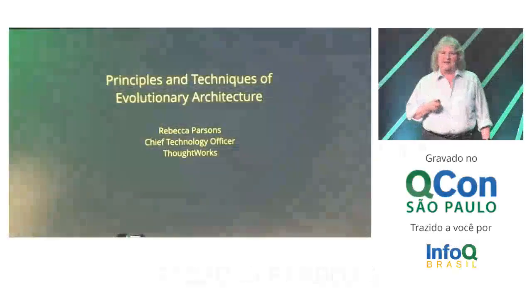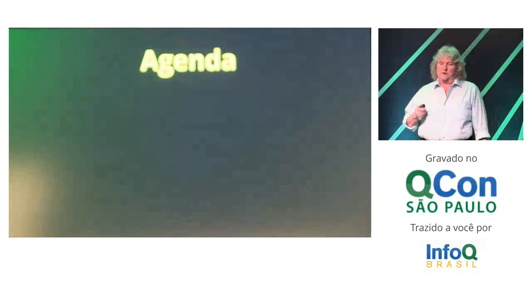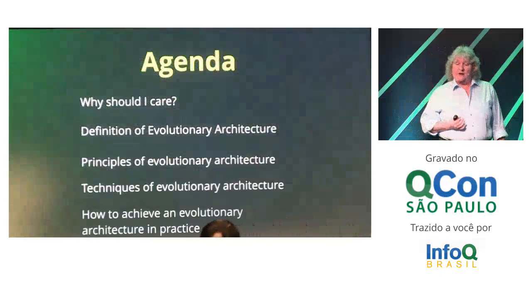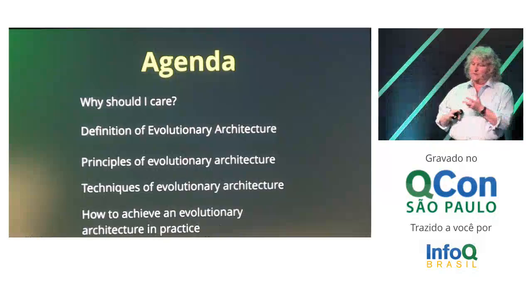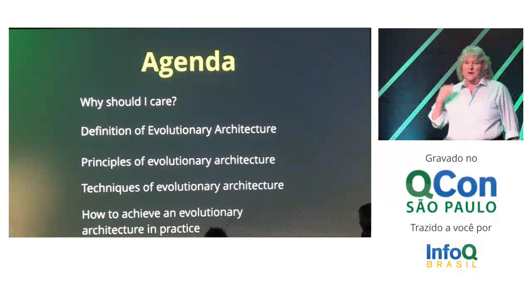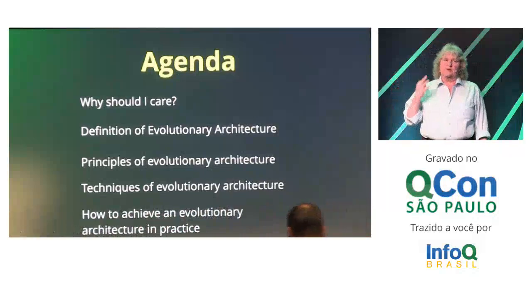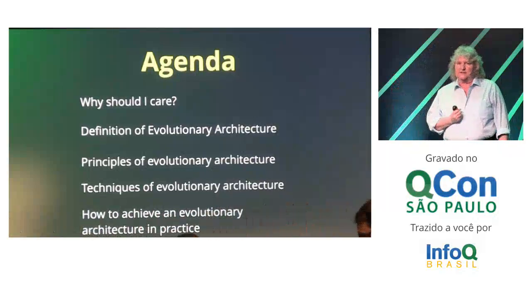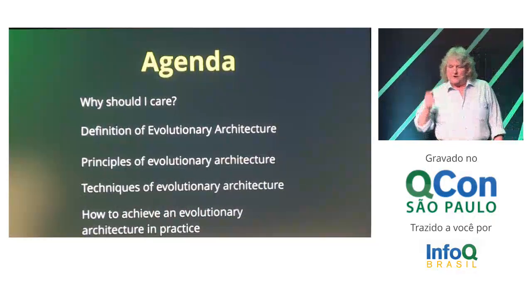So I want to talk to you today about evolutionary architecture, a little bit about the underlying principles, as well as some techniques for actually making it work. But first, I want to give a brief introduction into why you should care about it, and then definitions are, of course, important. Talk about some of the principles, talk about some of the techniques that we use to actually realize an evolutionary architecture, and then finally, how do you achieve one in practice, in particular, if you're dealing with a legacy system? Because most of us do not have the privilege of working in a greenfield environment.